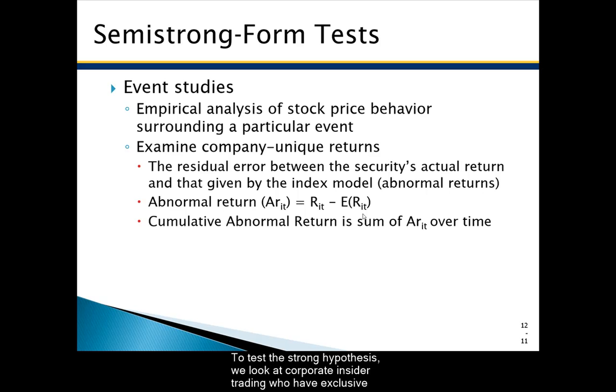To test the strong form efficiency hypothesis, we look at corporate insiders who have exclusive access to insider information, and examine if their trading is profitable. Due to the strict regulations on insider trading in the U.S., there is no evidence showing that the U.S. market is strongly efficient. So empirically, U.S. stock market efficiency is something between weakly efficient and semi-strongly efficient.